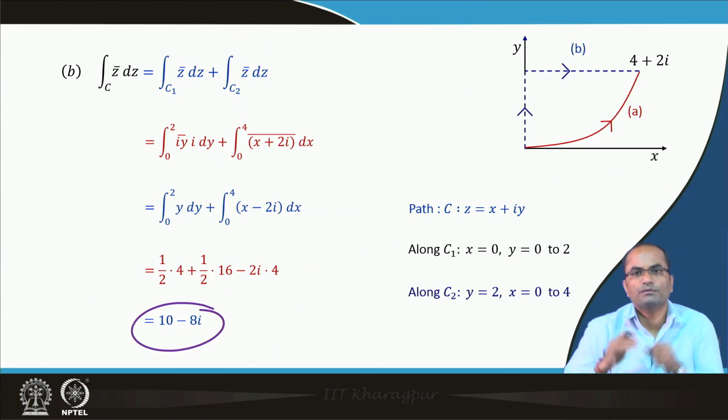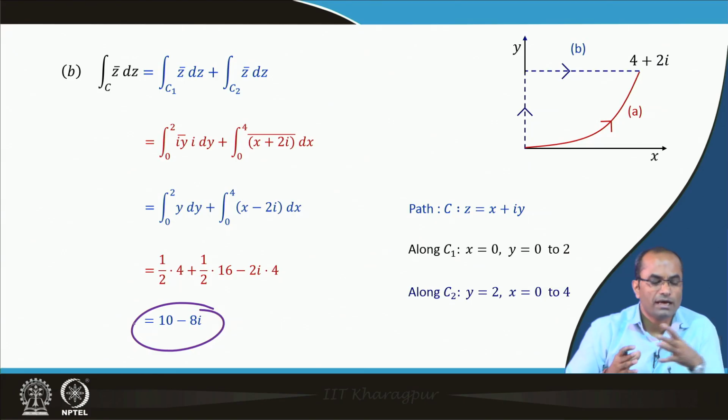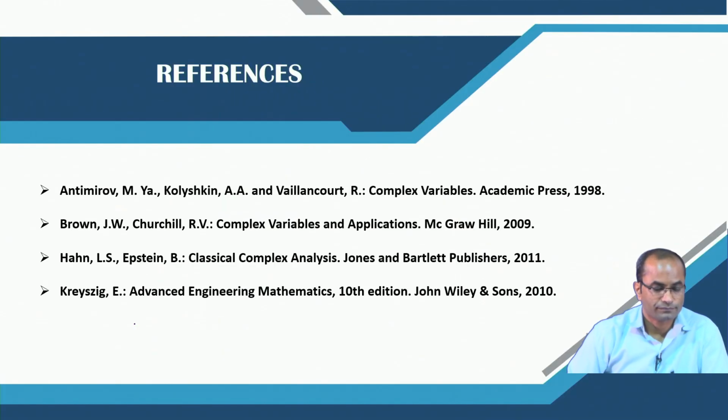So what we have observed is that along these two paths we have two different values, which is because z bar was not analytic. If the function is analytic, then the integral will not depend on the path, it will depend only on the beginning and the final point, the end point.